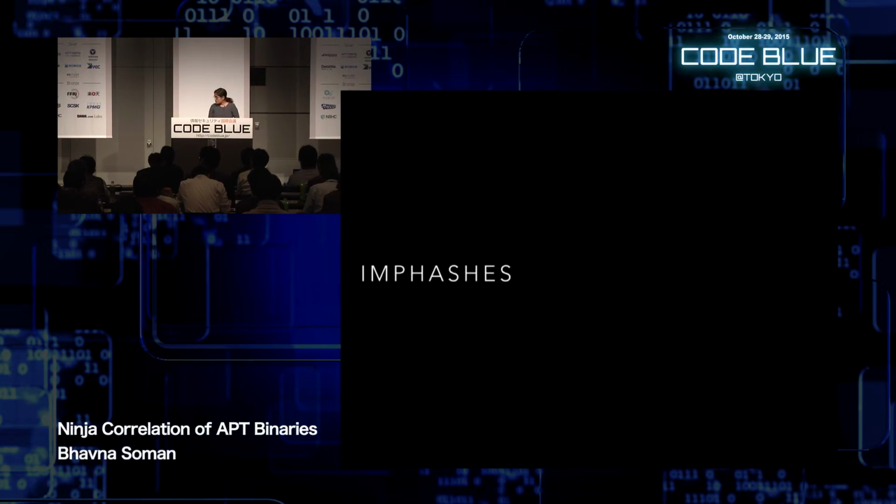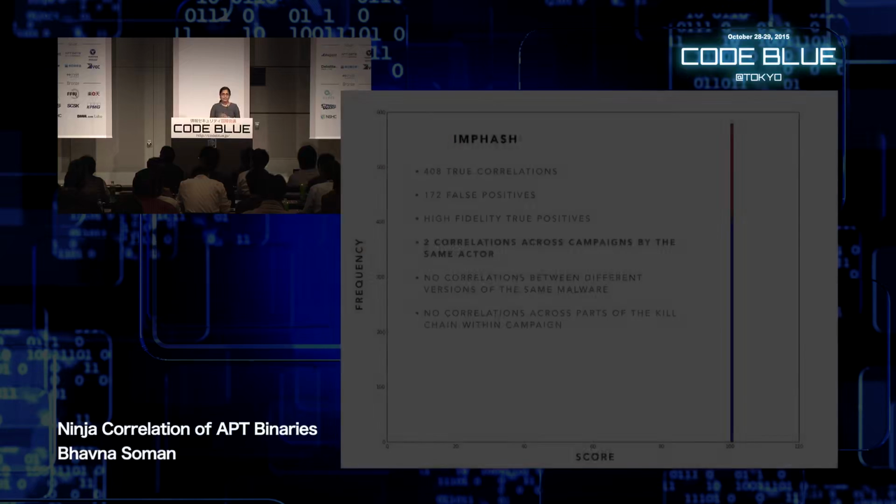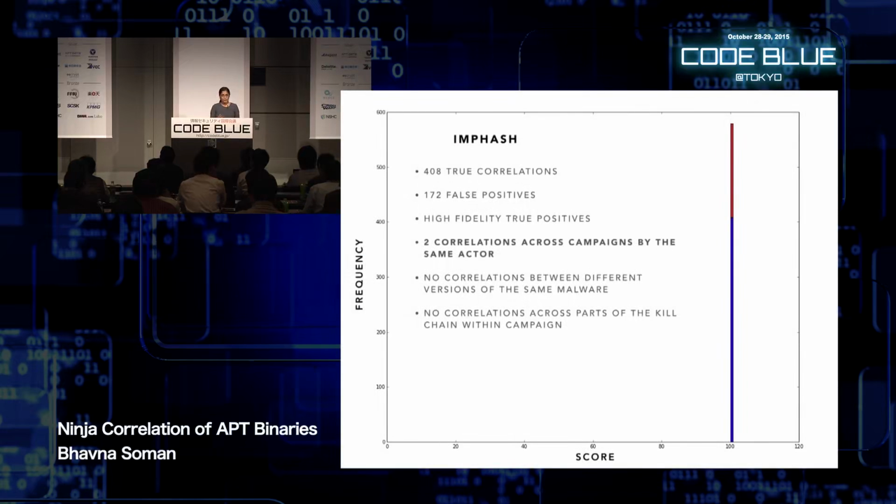This is the score distribution of the imp hash method. Since import hashes use equality, you can see only 1 score bar at 100. We can see that we got about 580 correlations from this method, and only 408 were true. The true positives were of high fidelity, by which I mean that the binaries that had the same imp hash were very closely connected. They were the same version of the same malware, just different samples.